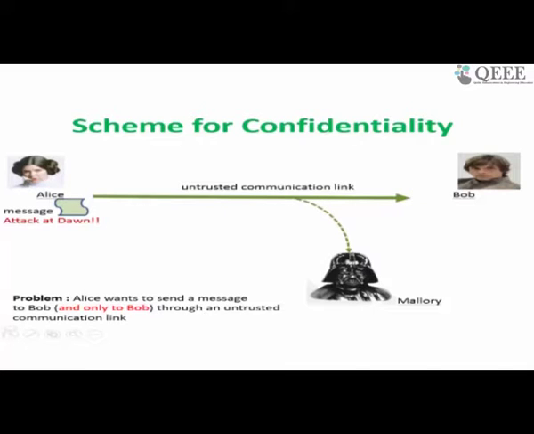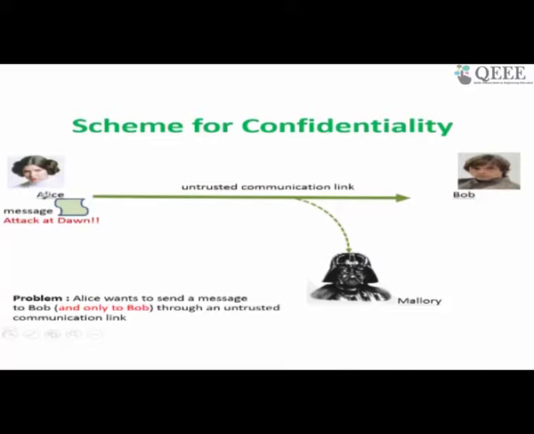And Alice wants to send a message to Bob, and let's say the message is called attack at dawn. So the only way she could send it is, let us say, through an untrusted communication link like the internet. What we mean by this untrusted communication link is that this link is probably shared by multiple people, very similar to the internet that we're using today, and therefore other people could actually snoop on this particular link and gain information about what is being sent.